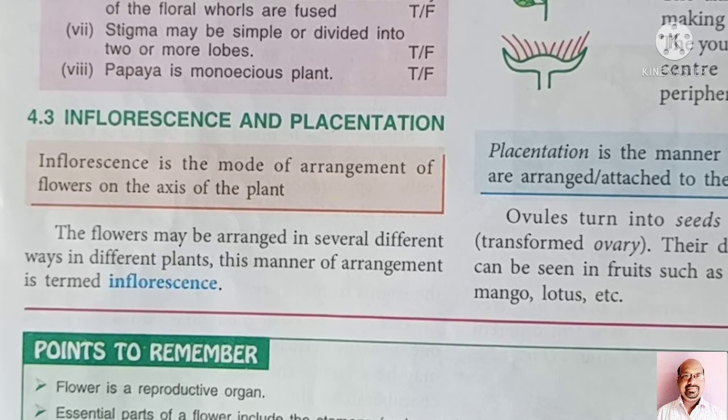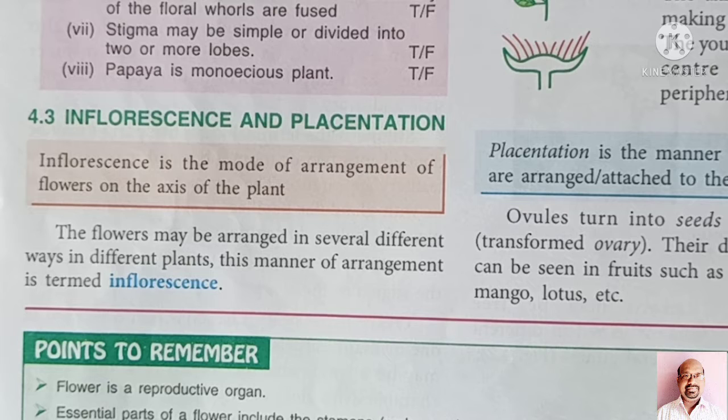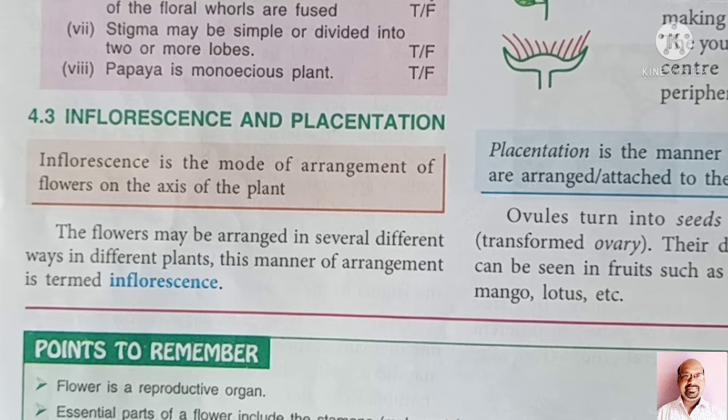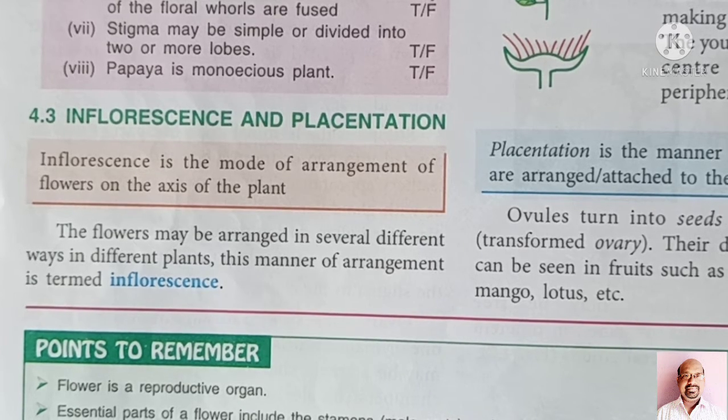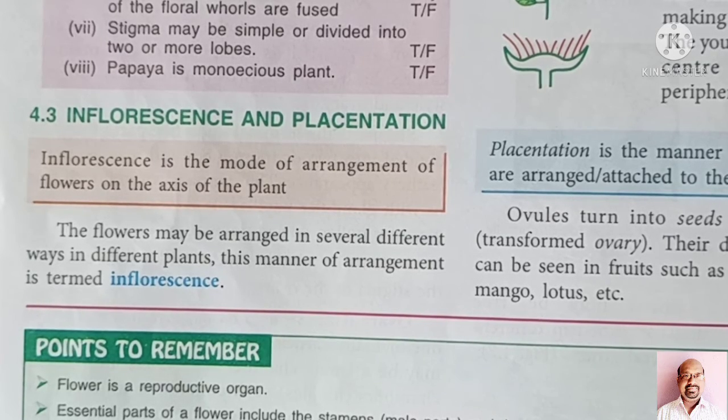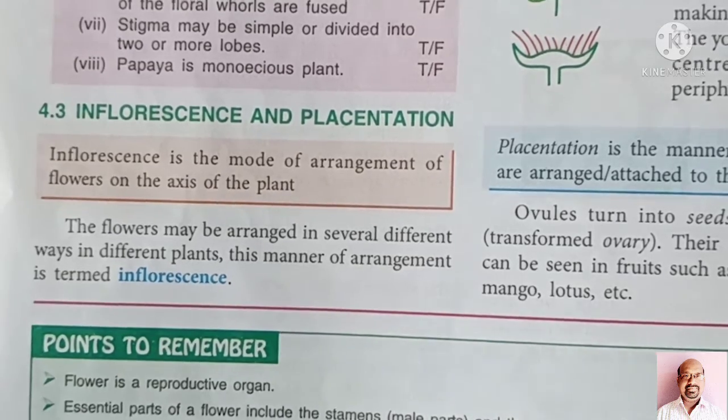Now, on the basis of the arrangement of these floral parts on a stem or any plant, it has a special name, inflorescence. Inflorescence is the mode of arrangement of floral parts on the axis of a plant. Different flowers arrange differently on a plant.